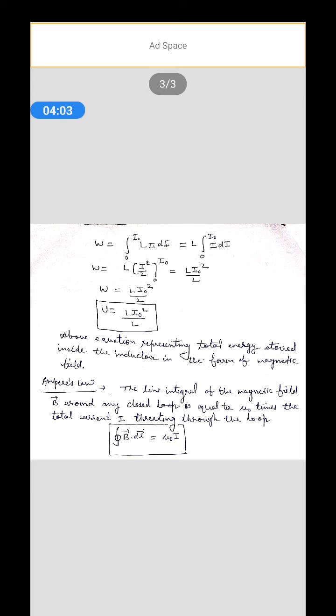We can write W equals U. So U equals L I naught squared divided by 2. Here U is the total energy stored inside the inductor in the form of magnetic field.